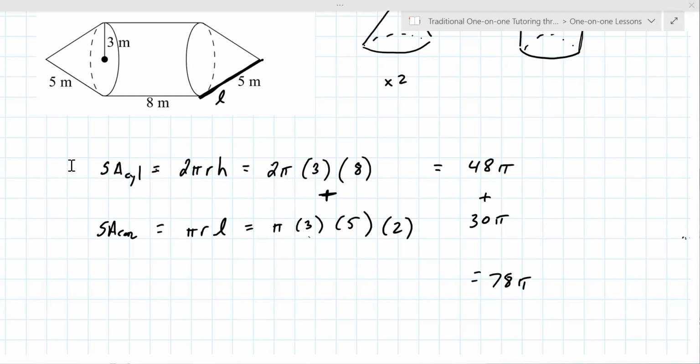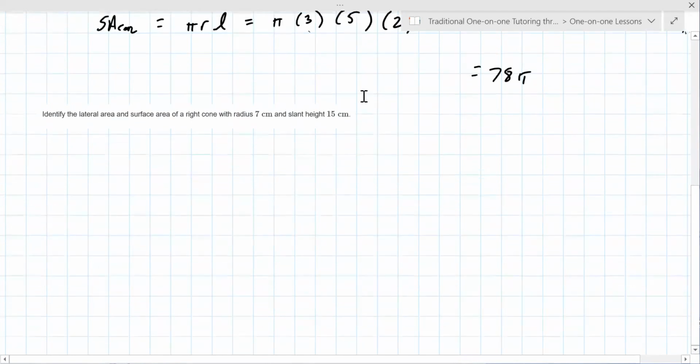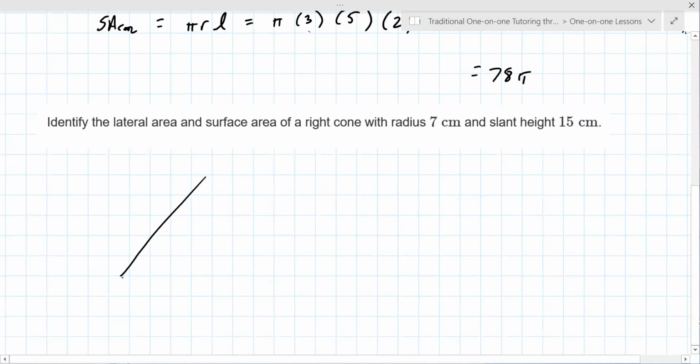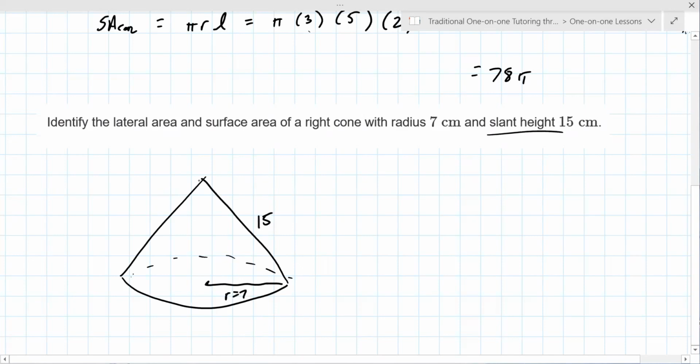All right, so next question here, it says identify the lateral area and surface area of a cone. Cone is the party hat or the cone of shame, as you know. It's got a radius of 7 and a slant height of 15. Slant height is this one along the edge here. So the lateral area is pi r l, and l is this slant height here. So that's pi times 7 times 15.